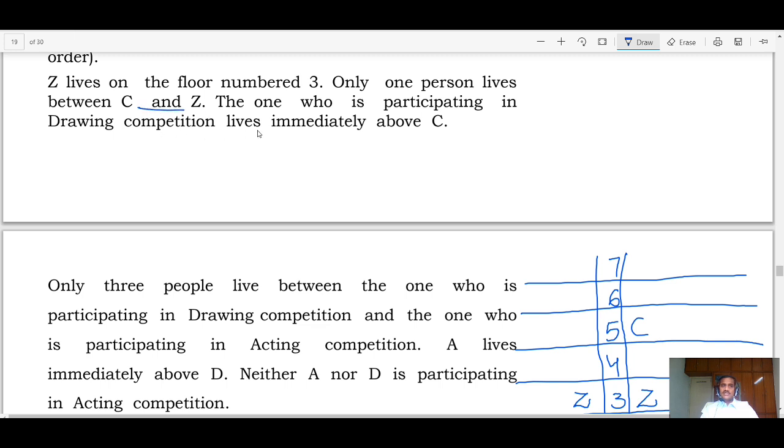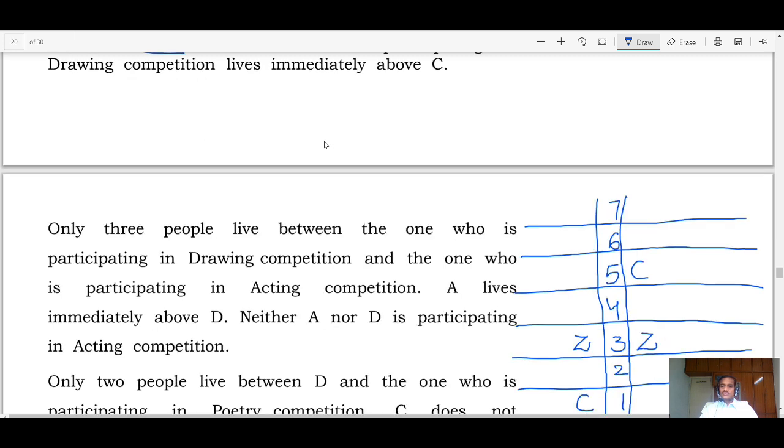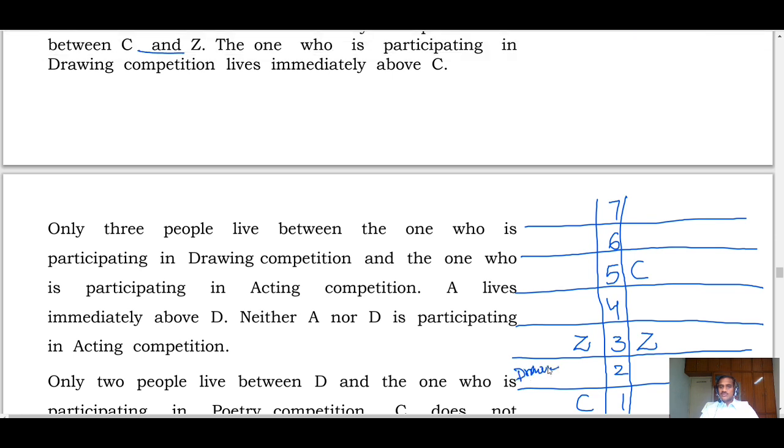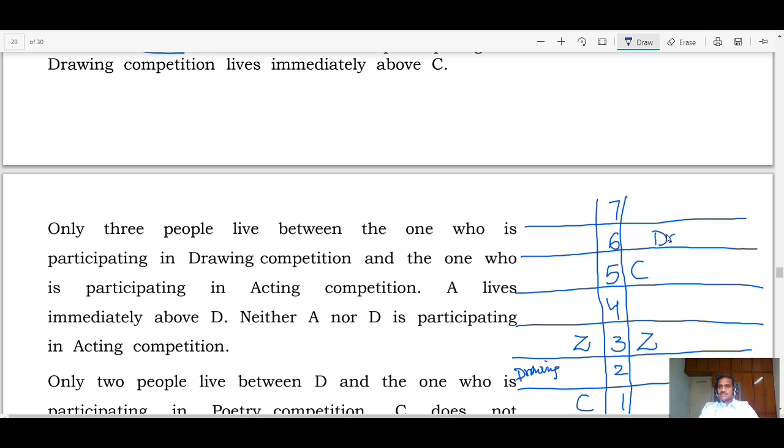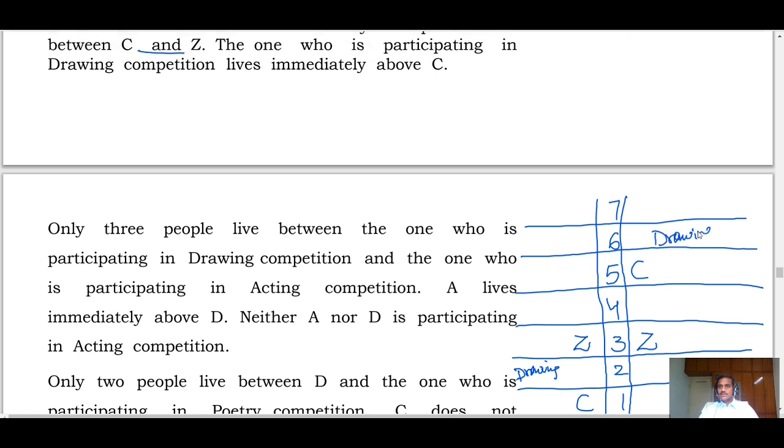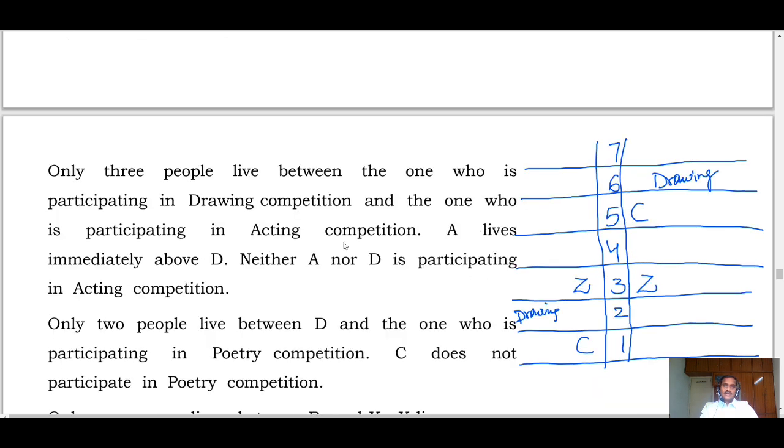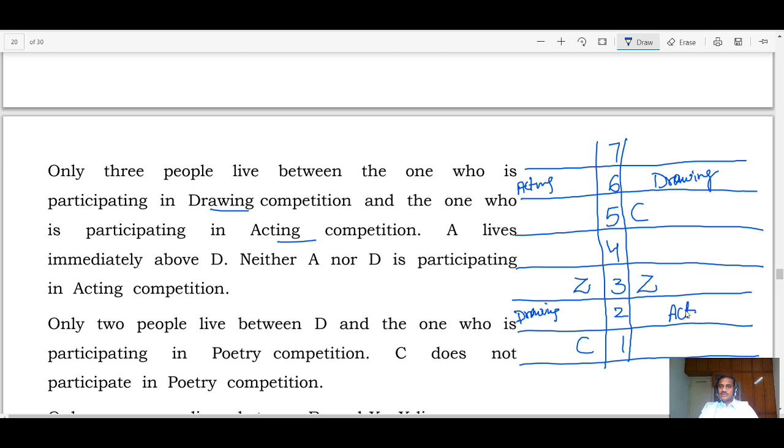The one participating in drawing competition lives immediately above C. Drawing is immediately above C. Only 3 people live between the one participating in drawing and acting. Drawing and acting, there must be 3 people: 1, 2, 3, acting is here.